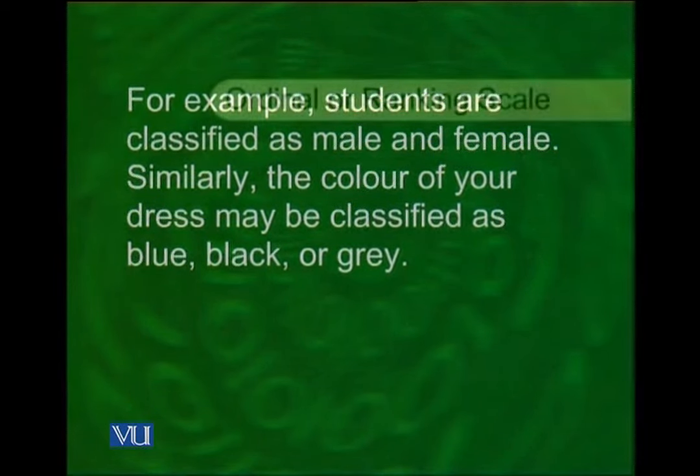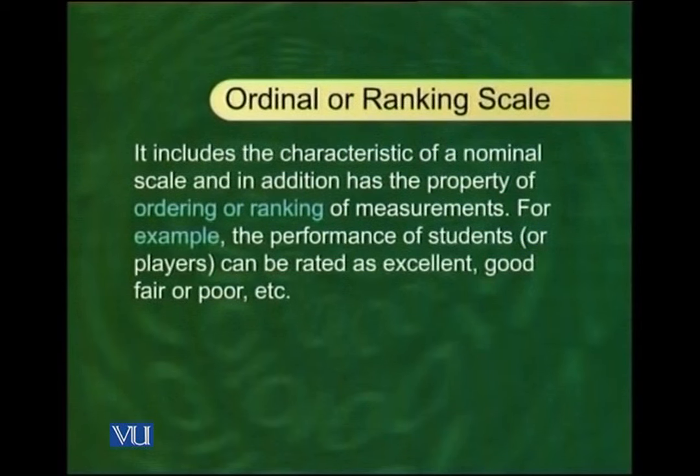Iske baraks, ranking scale wo hai ki jisme there is a property of ordering or ranking of the measurements. For example, the performance of students can be rated as excellent, good, fair, or poor. Ab aap note kar rahe hain ki yahan pe there is a relation of order. Excellent is better than good, good is better than fair, and fair is better than poor. Both these scales that we have discussed just now, they do not possess a constant interval between two values. For example, I gave you the example that rainfall can be heavy or moderate or light. Ab iska ye matlab nahi hai ke heavy or moderate ke darmiyan jitna faasla hai, utna hi faasla moderate or light ke darmiyan hai.